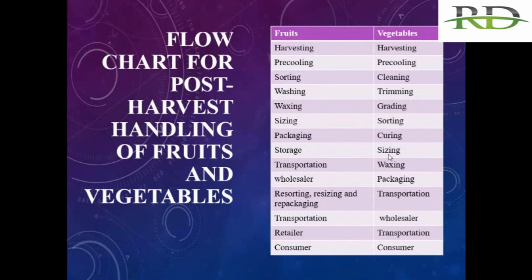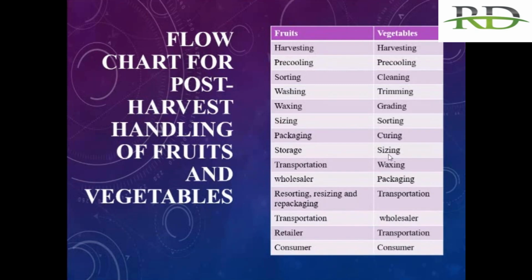So to address the whole post-harvest losses problem, there are some steps for fruits and vegetables which have to be followed to reduce post-harvest losses. In fruits, obviously, when fruits are ripened or when they attain the maturity stage, they have to be harvested, and from harvesting, they have to go to a pre-cooling chamber or pre-cooling.